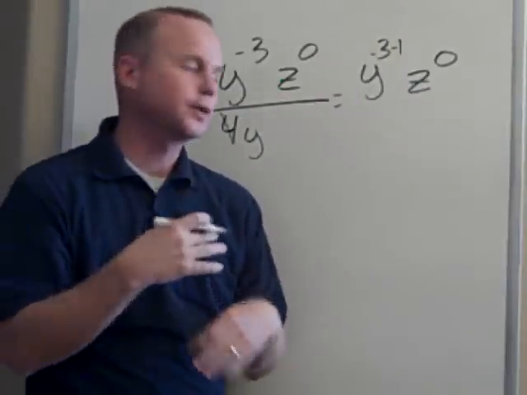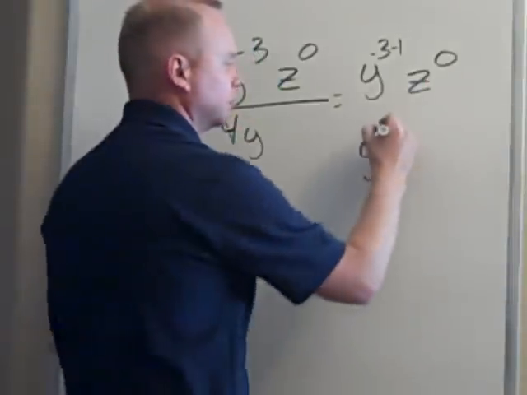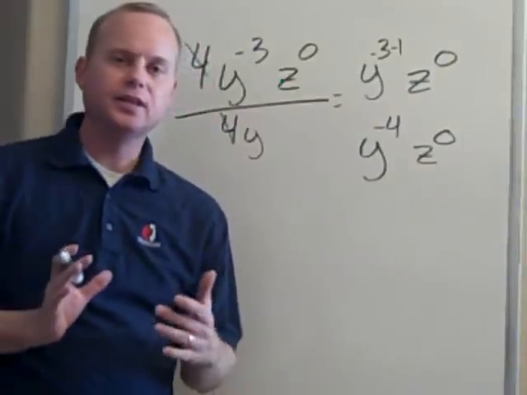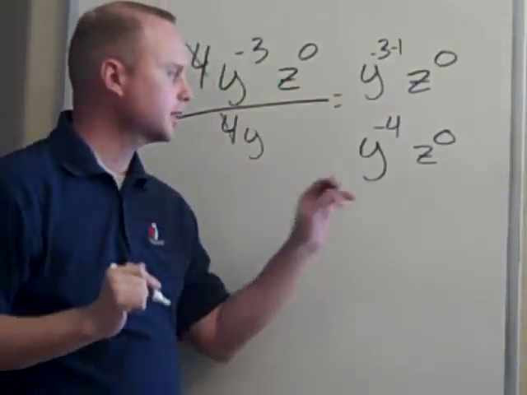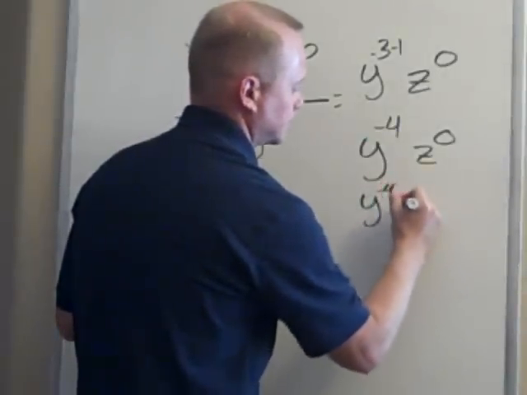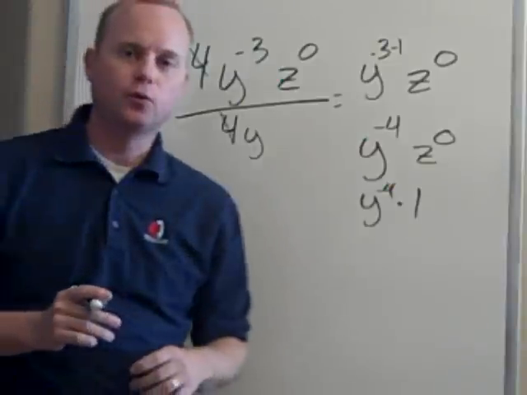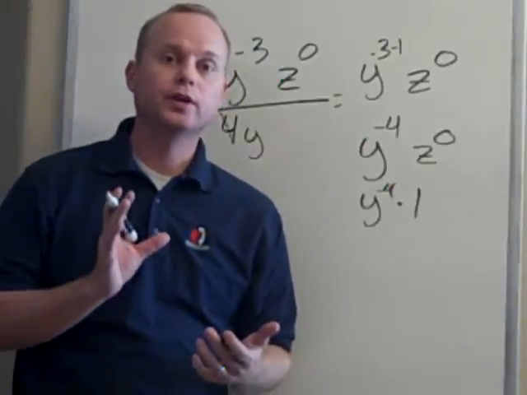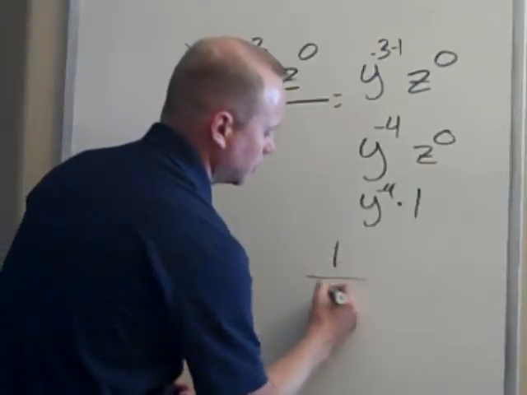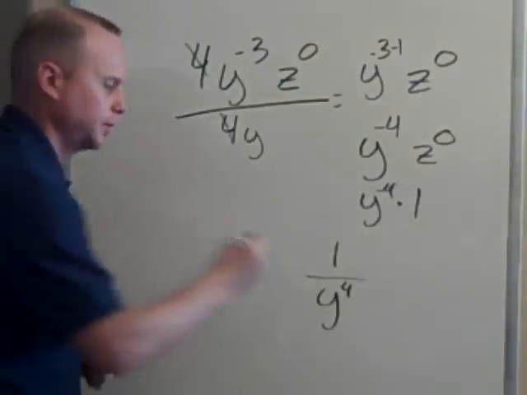If I need to at the very end, I'll bring one down. So let's do this right now. y to the negative 3 minus 1 is negative 4. z to the 0, anything to the 0 power is 1. So this is the same thing as y to the negative 4 times 1. So it's just y to the negative 4. Well, I can't have a negative 4 as an exponent, so in order to get rid of that, I'm going to move it down to the denominator. So this would be the same thing as 1 over y to the 4th. This would be your answer.